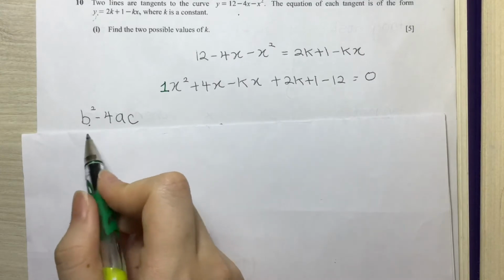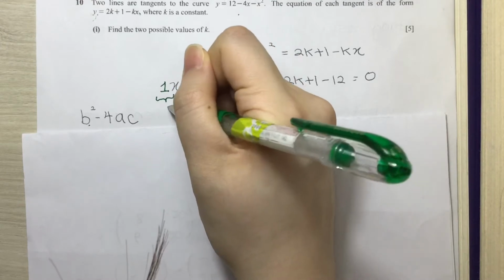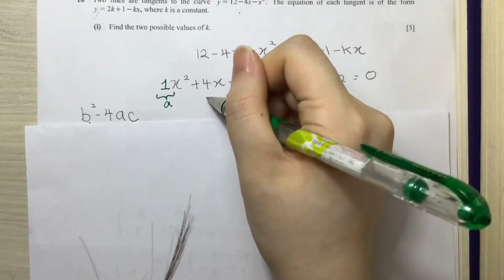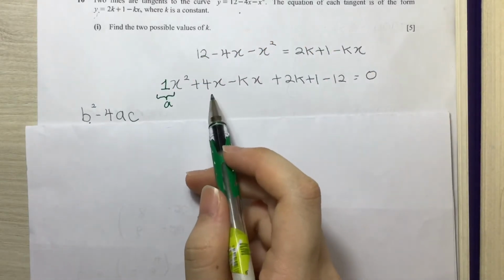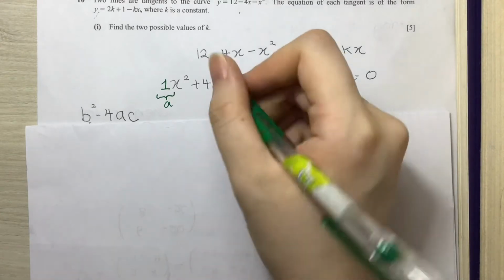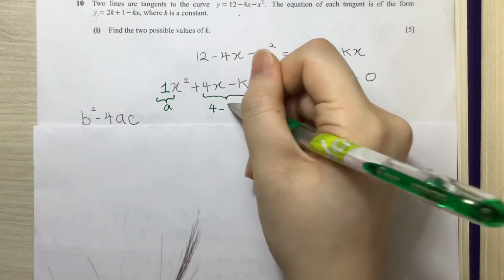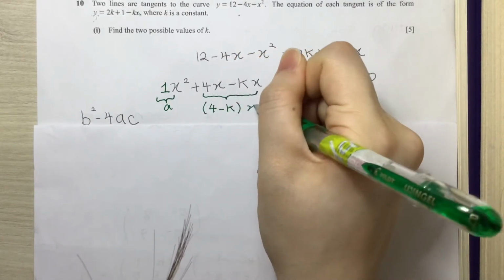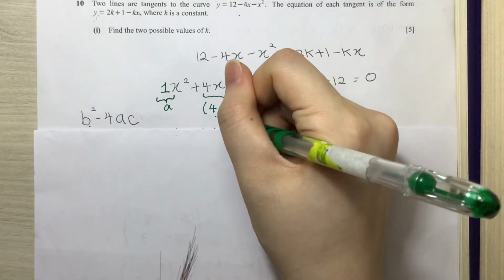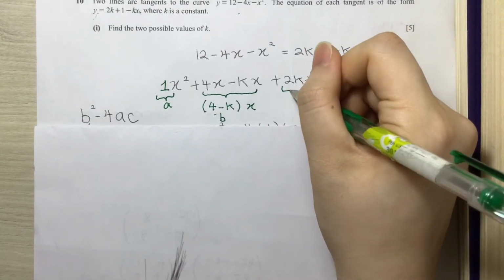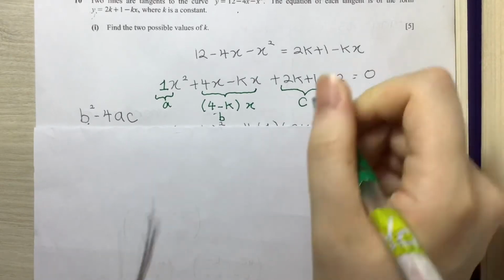So b squared minus 4ac here, the a is basically the number in front of the x squared, while b will be the figure in front of the x. So in this case, you can see it is 4x minus kx. So this part you can always rewrite as (4 minus k)x, where the bracket here basically means b. And here, the entire constant, that is without any x, will be c.